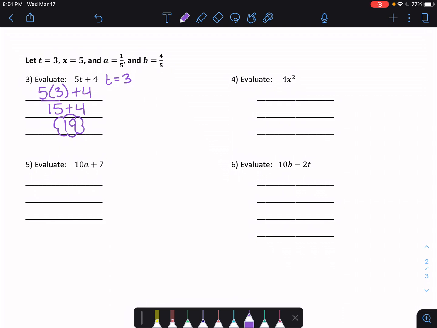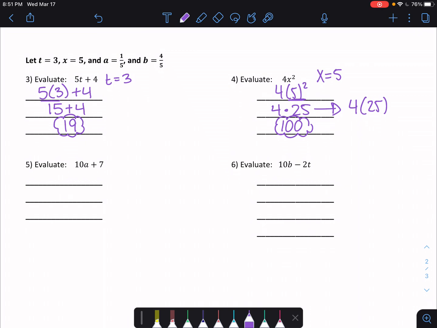Number 4 says 4x squared. Well, x is equal to 5. So I'm going to have 4 times 5 squared. I'm going to do my exponent first. So 4 times 25 is 100. This step can also be written as 4 parentheses 25. It means the same thing, multiplication.